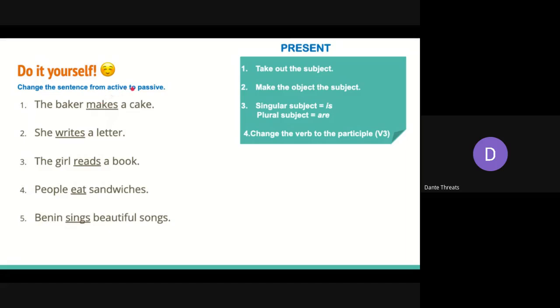Okay, I'm going to give you about 3 to 5 minutes to write these sentences down in your notebook and change them from present active to present passive.